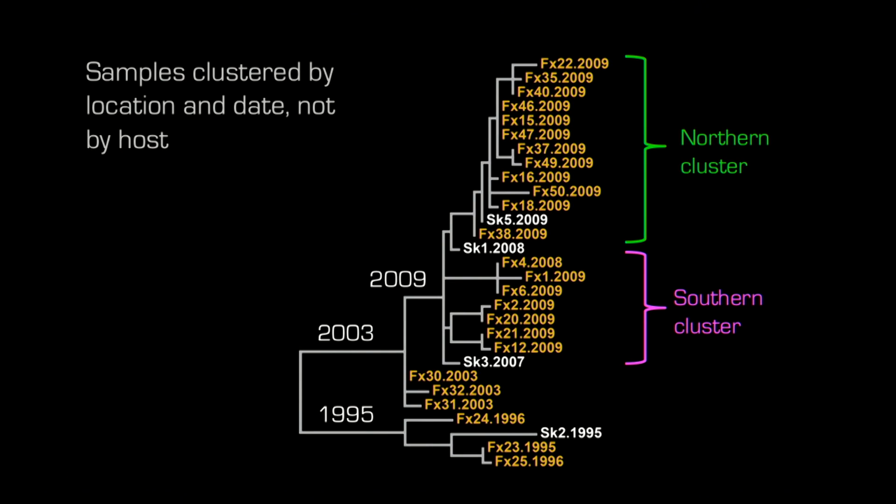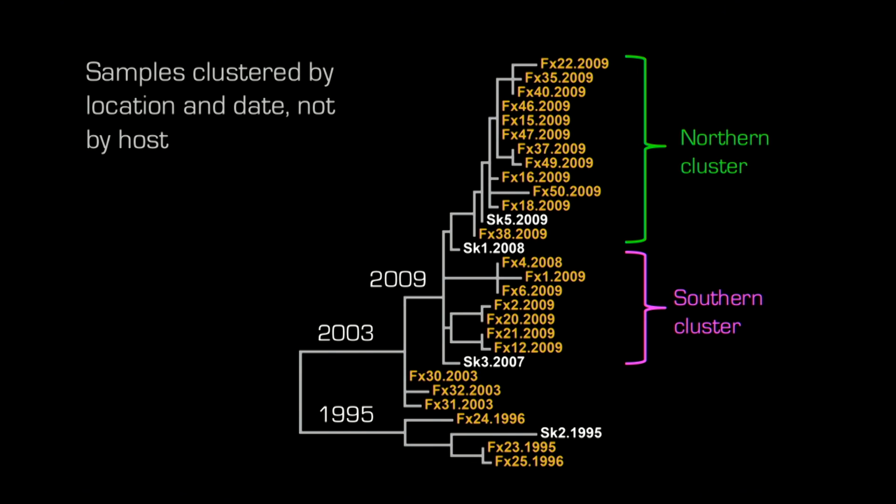Now here is the actual data that we got. First of all, we've got a northern cluster and a southern cluster, so it clustered by geographic region. And then you can also see it cluster according to date, whether it was 2009, 2003, or 1995. But the skunks are in white text. Do you see them clustering together? No, they're mixed in with the foxes, so there goes my theory.